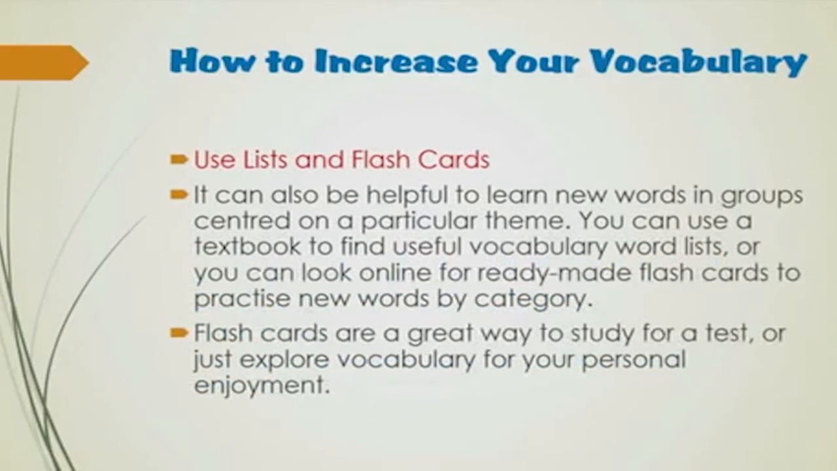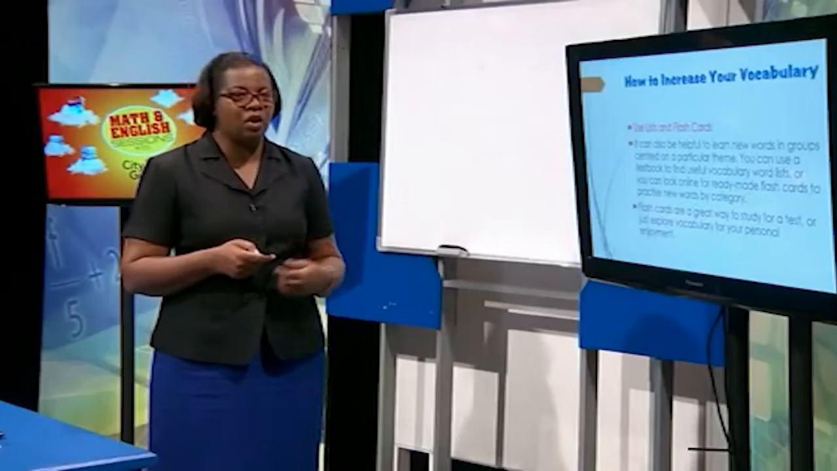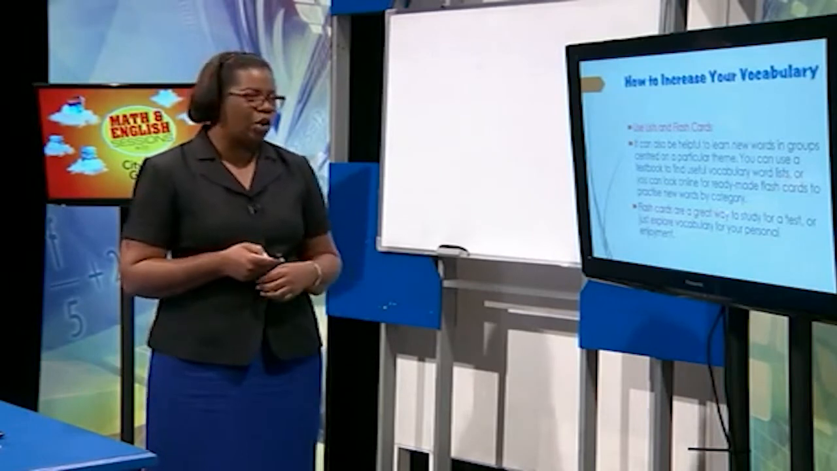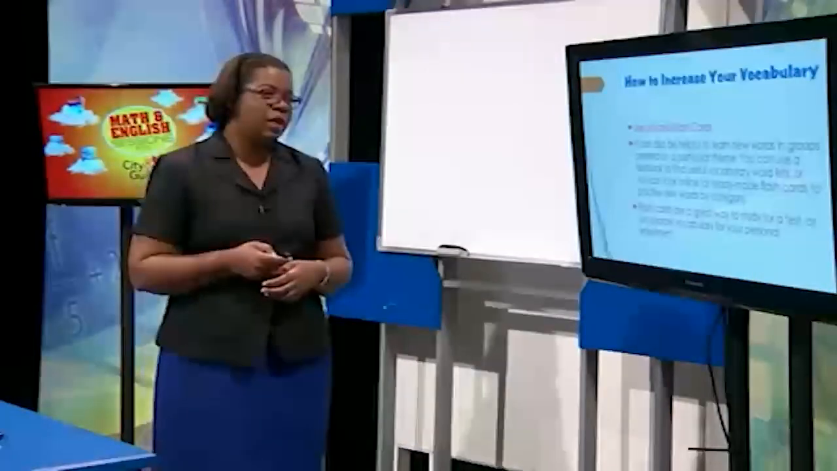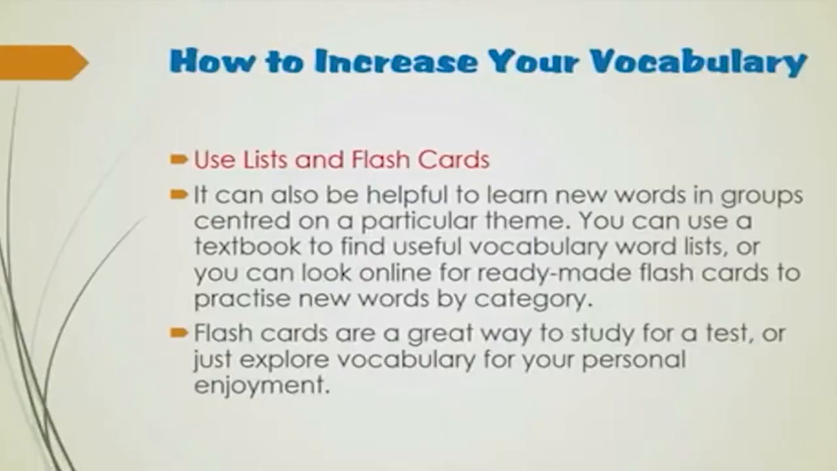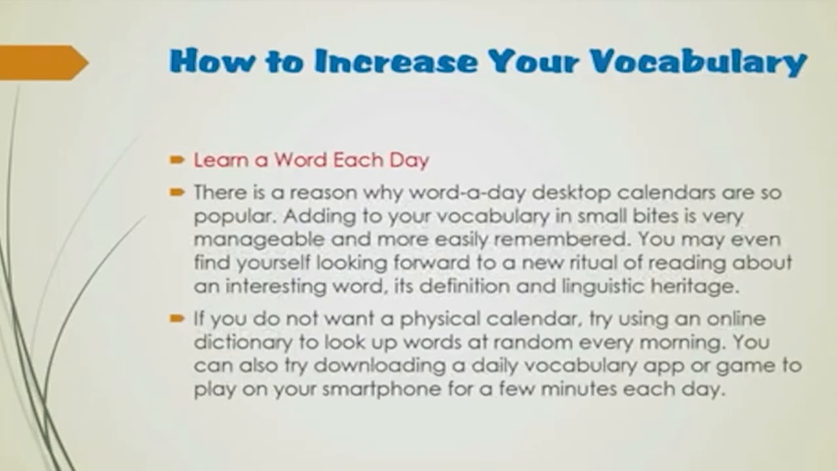Another thing is that you can make and use flashcards. Very, very important. They work. It can also be helpful to learn new words in groups centered on a particular theme. Just like how City and Guilds is using the thematic approach, and we're focusing on media and communications this year, go back to your word list. You can use a textbook to find useful vocabulary word lists, or you can look online for ready-made flashcards to practice new words by category, right? Flashcards are a great way to study for a test or to just explore vocabulary for your personal enjoyment. And you can take them with you anywhere.